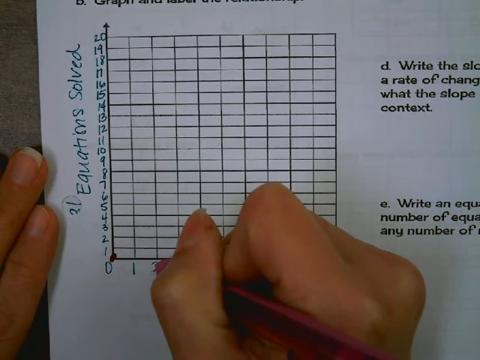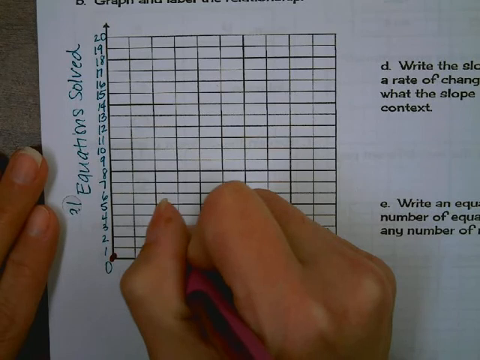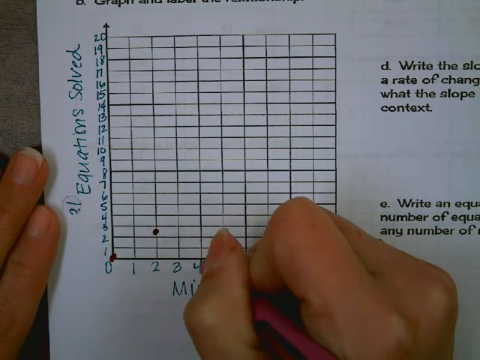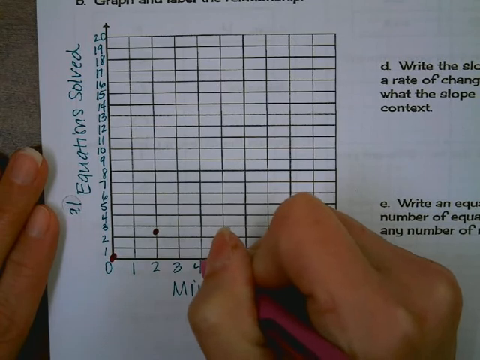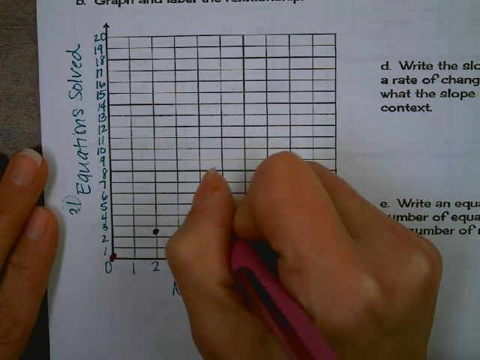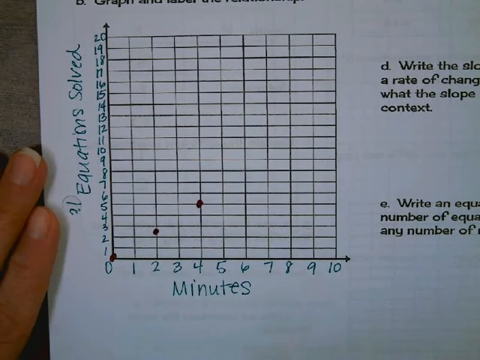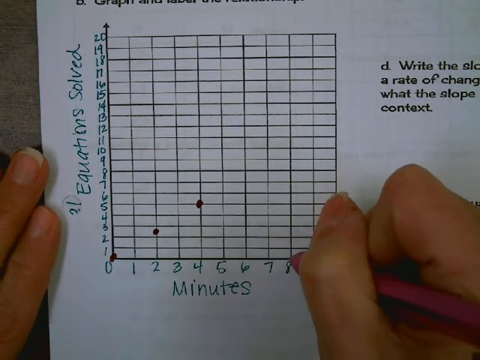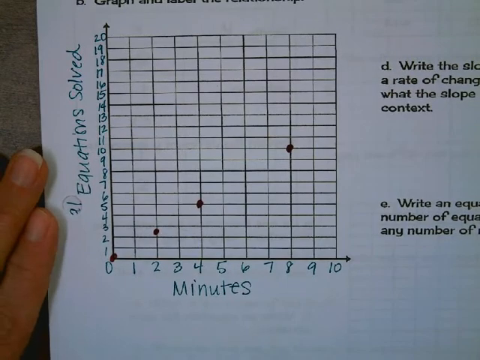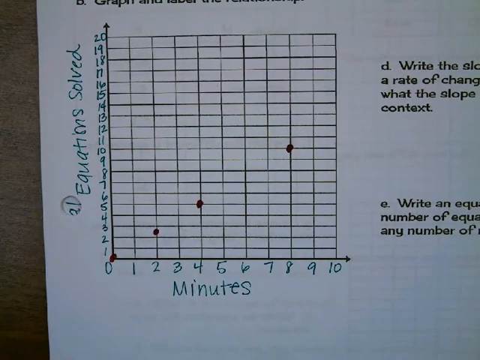Now it's time to graph my points. I have a point at 0, 0. In 2 minutes, it's 2.5 equations, so it's going to be right between my 2 and my 3. At 4 minutes, notice it jumped. I didn't have anything on my table for 3 minutes, but at 4 minutes, it jumped up to 5 equations. And then I went all the way up to 8 minutes, which got me up to 10 equations.